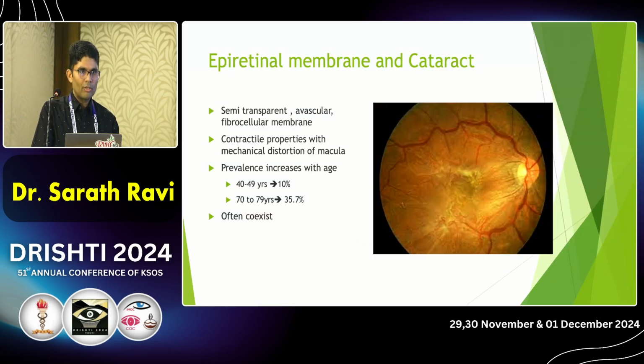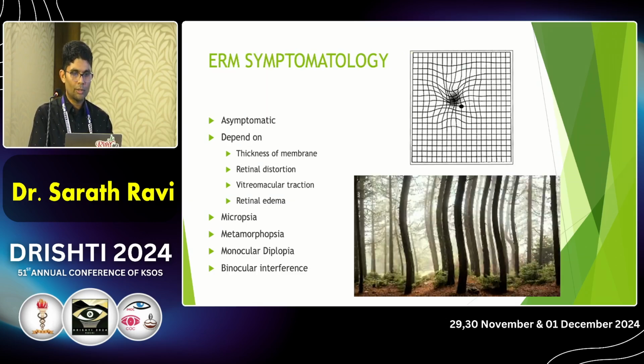Epiretinal membranes are semi-transparent avascular fibrocellular membranes which have a contractile property, and their prevalence usually increases with age. Therefore, patients with cataract and epiretinal membrane can coexist. So which are the epiretinal membranes that you have to intervene? It depends upon those which could be symptomatic. It depends upon the thickness of the membrane, the amount of retinal distortion, the amount of vitreomacular traction, and the amount of retinal edema. Usually these patients might complain of micropsia, metamorphopsia, or binocular interference, or a monocular diplopia.